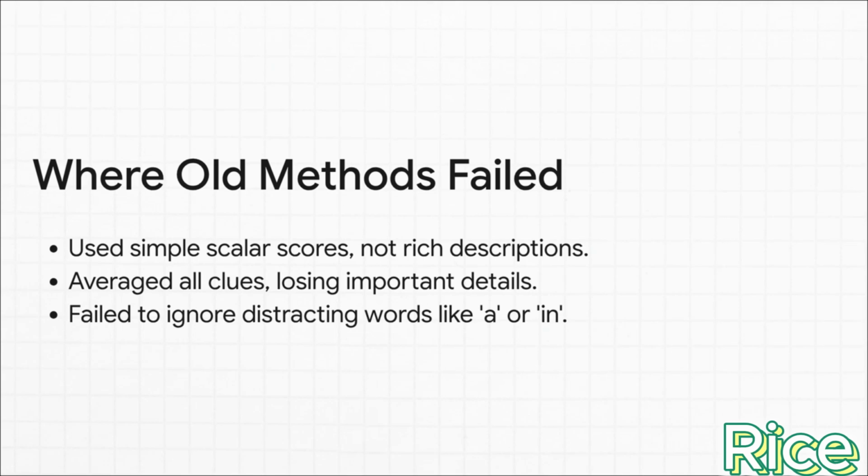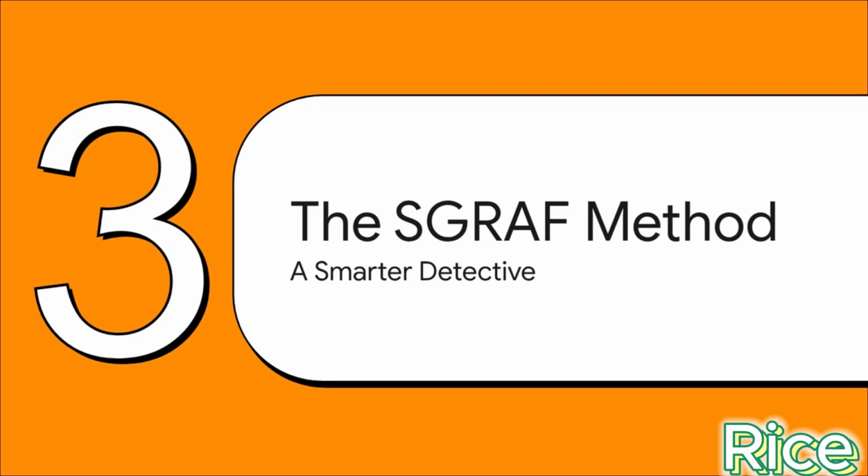First off, they just give a simple score for a match, kind of like a thumbs up or a thumbs down. Not a lot of detail there. Second, they just averaged all the clues together, which meant a really important detail like the wrong dog color could just get totally lost in the mix. And finally, they got tripped up by totally useless words like on or in, treating them like they were crucial clues. To fix all this, a new, way smarter detective had to show up.